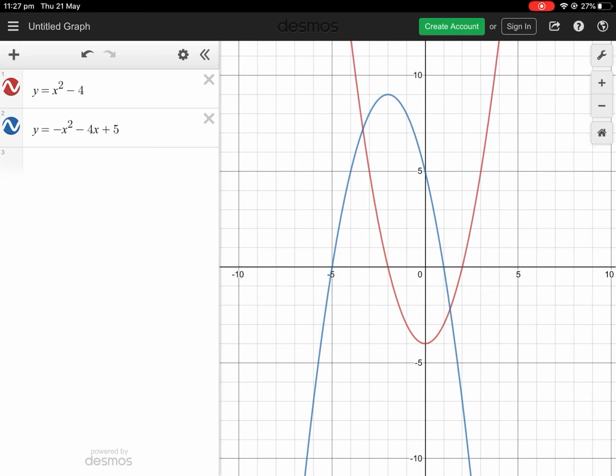C, the coordinates of the y-intercept. Well, the y-intercept in this case is also the same as the turning point, so the y-intercept is -4. The coordinates of the x-intercepts, well, the x-intercepts is where it crosses the x-axis, so it crosses the x-axis at 2 and -2. It does say the coordinates, so let's say both numbers: 2, 0 and -2, 0.